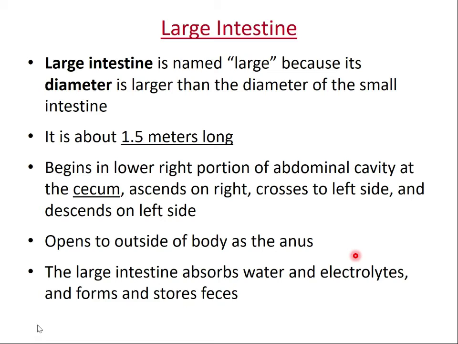So that's the purpose and function of the small intestine. So now let's discuss the large intestine. The large intestine, as the name says, is large because it has a wide diameter. It's only about 1.5 meters long. It begins right after the end of the small intestine. It starts at the cecum, and we'll look at the structure, how this looks like, and it ends at the anus. So the main purpose of the large intestine is to absorb water and electrolytes and form and store feces.